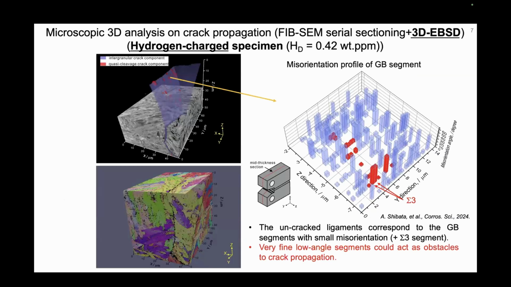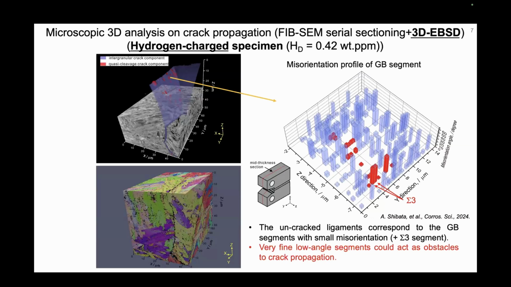Next is the crystallographic analysis result by 3D EBSD. In this image, blue is the intergranular crack component, and red is a quasi-cleavage crack component. So we can find that on this boundary plane, the crack frequently deviated from the prior austenite grain boundaries. And for this region, we measured the misorientation of the existing boundary segments. And this is the misorientation profile.